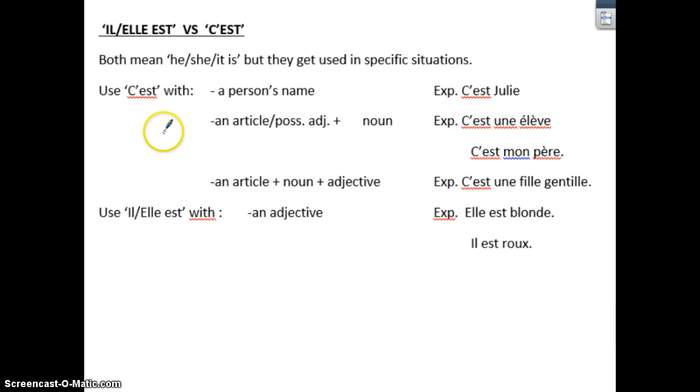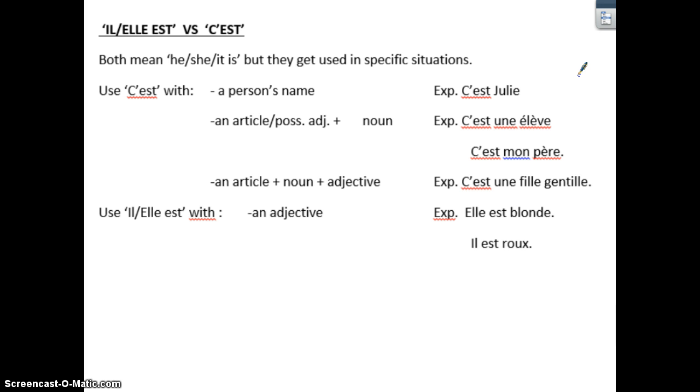If you are following the word c'est with a person's name, if you want to say it's Julie, you would say c'est Julie, and you would use c'est as your word for it is, because there's a rule in French that if it's followed just by a person's name, then you use the word c'est.